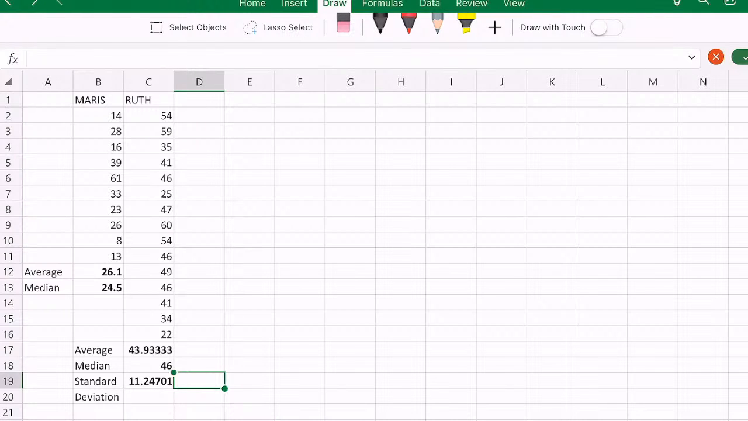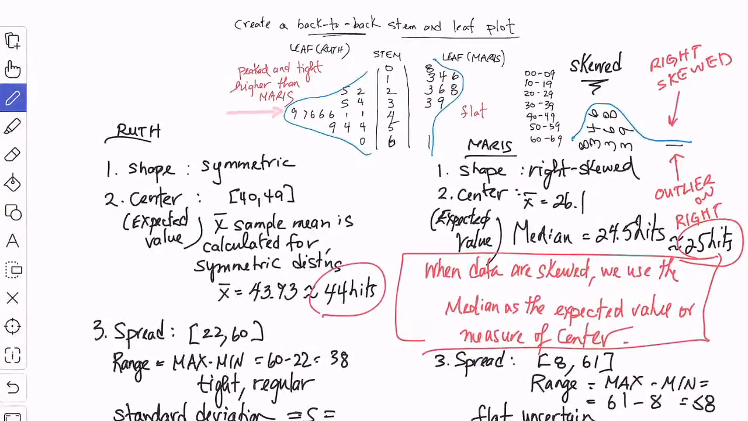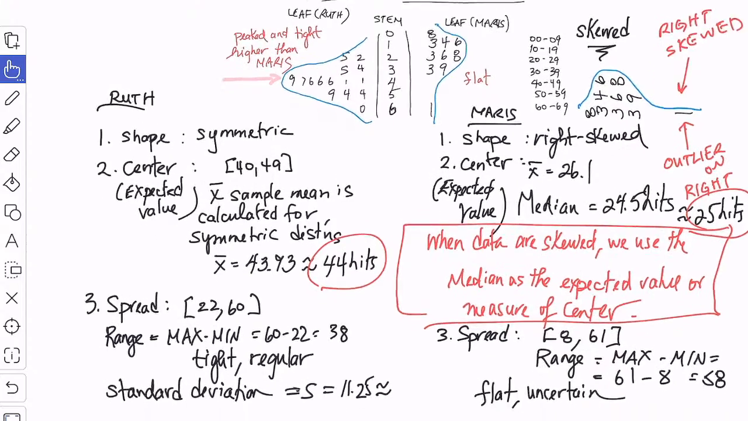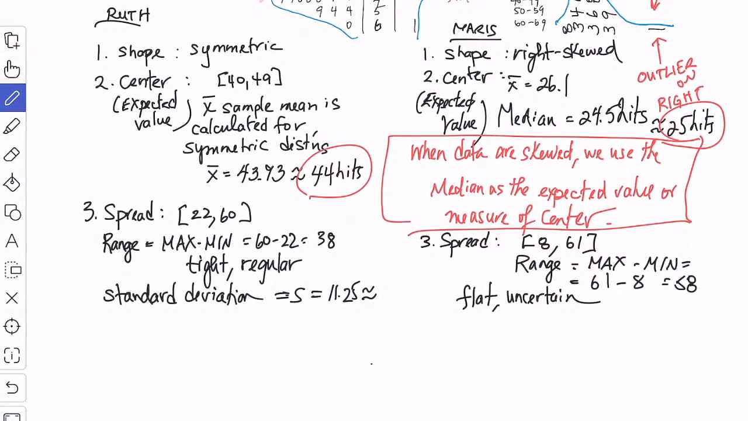I'm only doing this for Ruth. Why am I doing it only for Ruth? What did I get? 11.25. Or I can make it, oh, I'm running out of space. I'm going to move this thing up. So this is about 11 hits. Now what do I do with that?